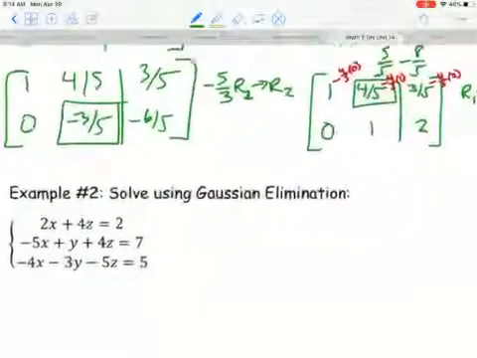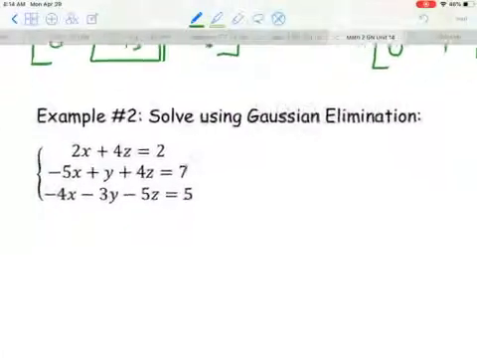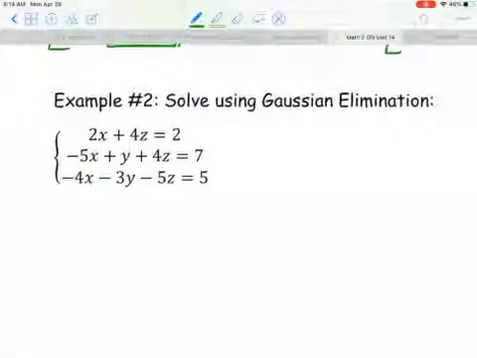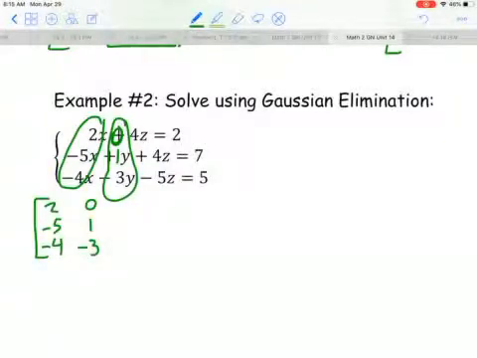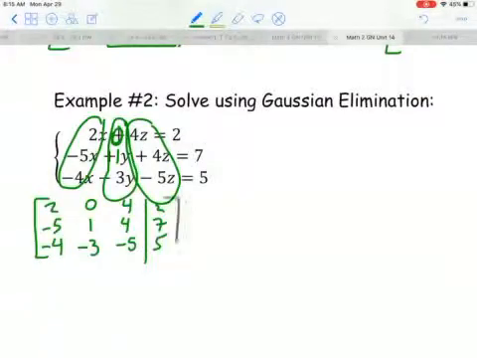So now we move on to the 3 by 3. This one will take a few more steps just because there's more problems. So I'm going to write my matrix. So that's my x column, 2, -5, -4, and make sure you write small so you have space. My y column is right here. There's no y here, so it's a 0. And there's a 1 right there. Always keep the signs. And then my z column, 4, 4, and -5. And then 2, 7, and 5 on the other side.